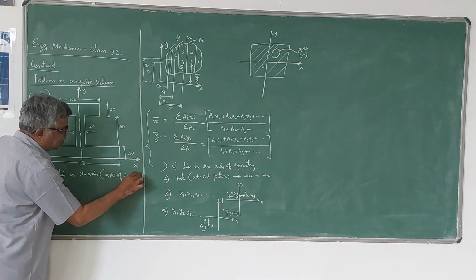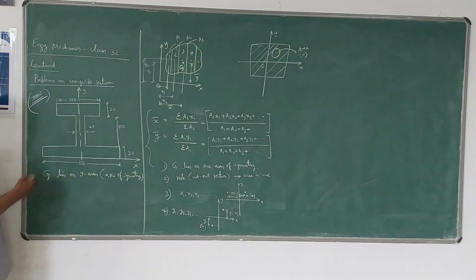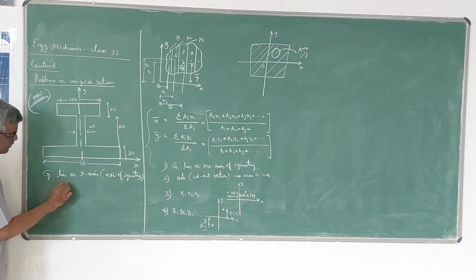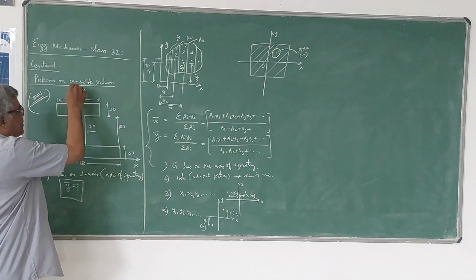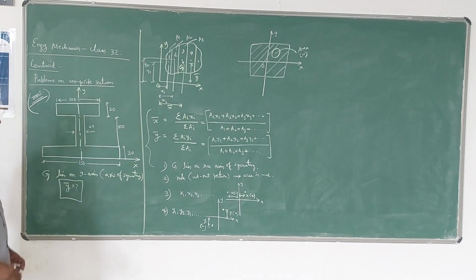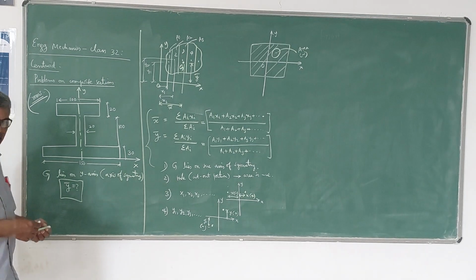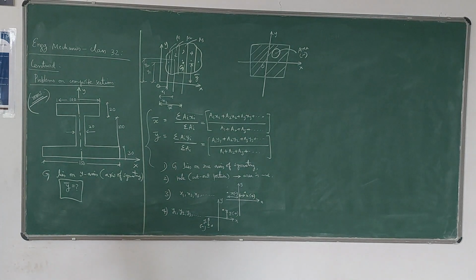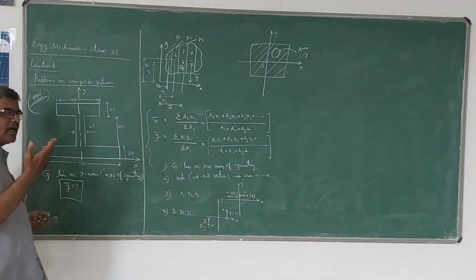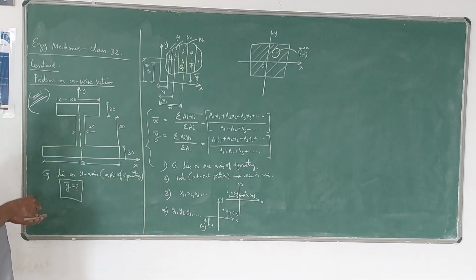So it is definitely only one thing we have to find out, that y bar we have to find out here. You need not find out x bar because it is symmetrical about y axis. So the centroid will lie near to the region where the area is concentrated more, where the area is more.